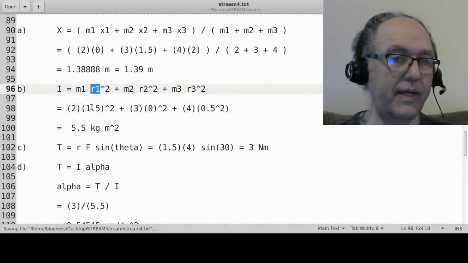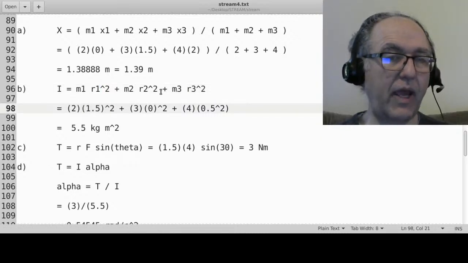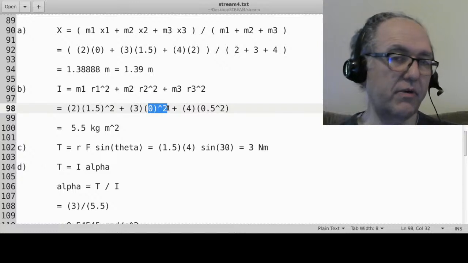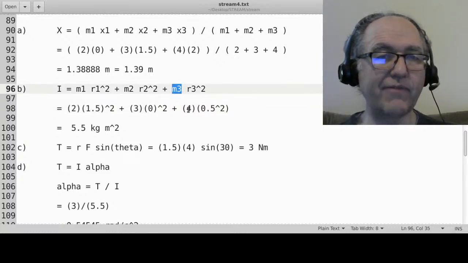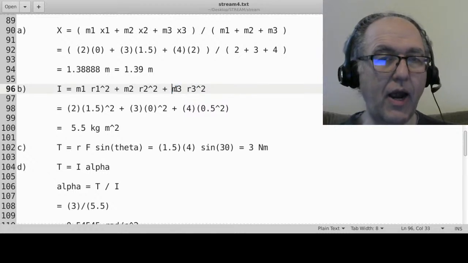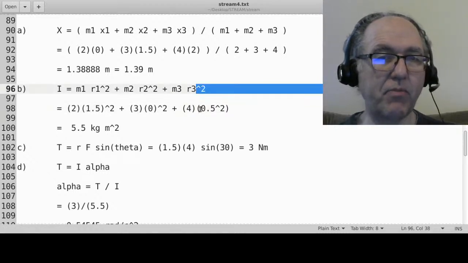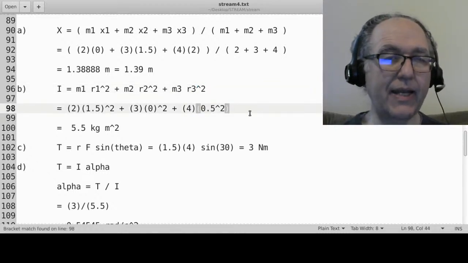So r1 is 1.5, and then we square that. M2 is 3, but R2 is 0, so it's going to be 0 squared. And M4 is 4. And M3 is 4, and R3 was 0.5, so it's going to be 0.5 squared, like that.